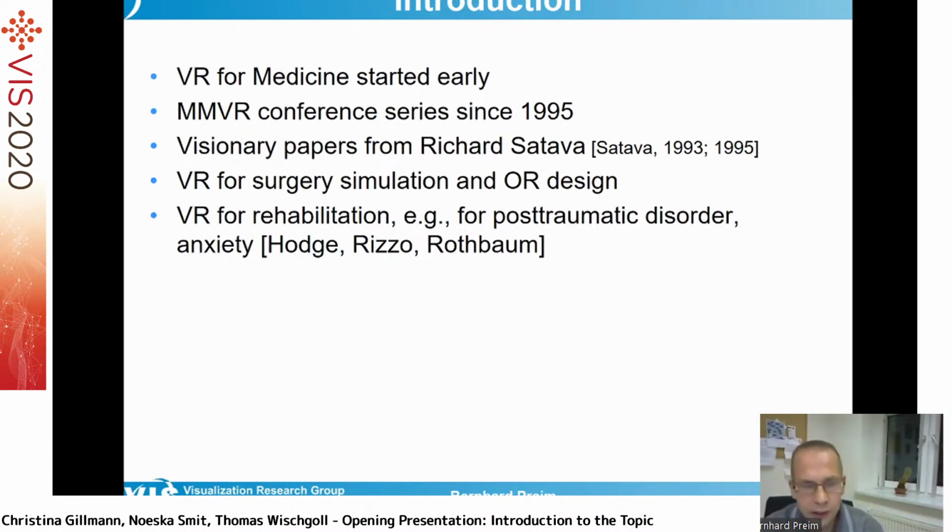If you are interested in VR for medicine, it makes sense to look even at some quite old publications. There is a conference series, Medicine Meets Virtual Reality, that started in 1995 already. There are visionary papers primarily from Richard Satava, so I mentioned two here. He himself was primarily active in surgery simulation, but he envisioned a number of applications for VR in medicine, including, for example, operating room design, which is quite complex, involves many constraints, and that can be improved by VR.